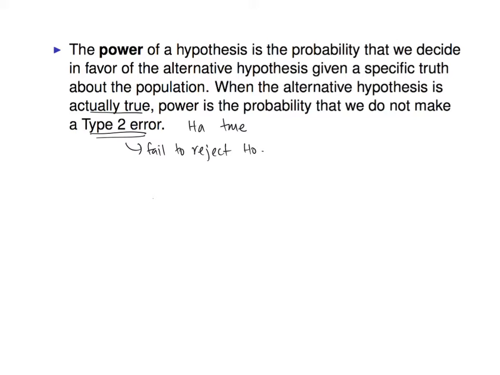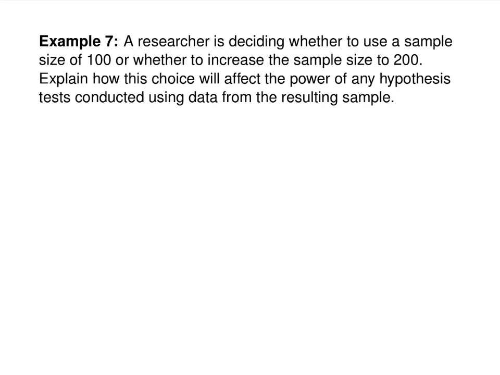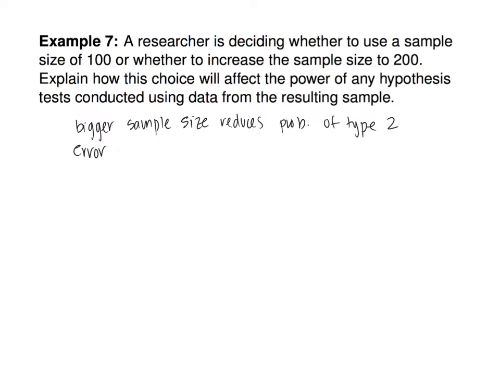So here's one quick example before we move on. A researcher is deciding whether to use a sample of 100 or to increase sample size to 200. How will this affect the power of any hypothesis test? Bigger sample size means more accurate result. Yep, bigger sample size, more accurate result. So a bigger sample size reduces the probability of type 2 error. And that is more power.